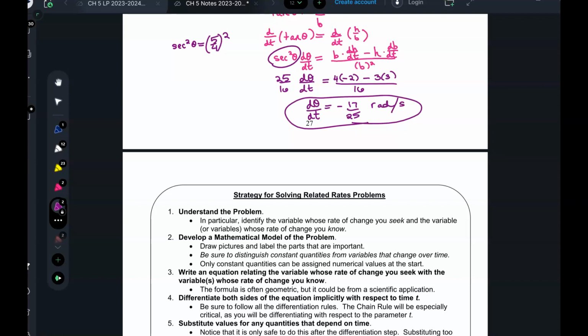Okay. Just a heads up, we'll probably not finish the lesson today, but that's fine. We usually don't, which is why we have an extra day. Why is it radians per second instead of degrees? Oh, no, we always work with radians in calc. Always.